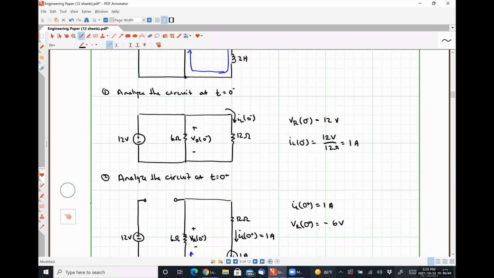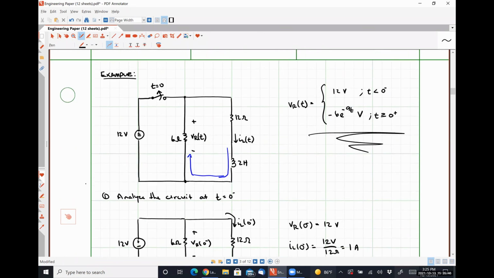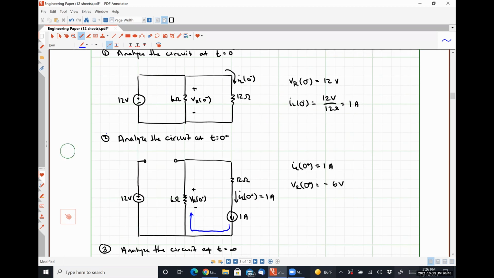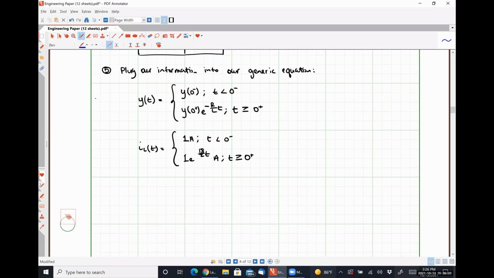Okay, let me go back up here and explain it one more time. This inductor current we have found to be 1 e to the negative 9t amps. That current is flowing into the negative polarity terminal of the 6 ohm resistor. And Ohm's law tells us then that the voltage drop over the resistor needs to be negative 6 e to the negative 9t volts. That makes sense. All right. Now let's go back down here and look at our generic expression.